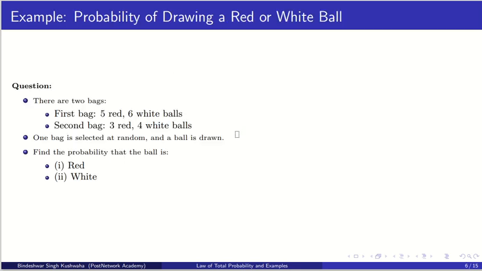So there are two bags. The first bag has 5 red and 6 white balls. The second has 3 red and 4 white balls. One bag is selected at random and a ball is drawn. First of all, a bag is selected, then a ball is drawn. Find the probability that the ball is red.